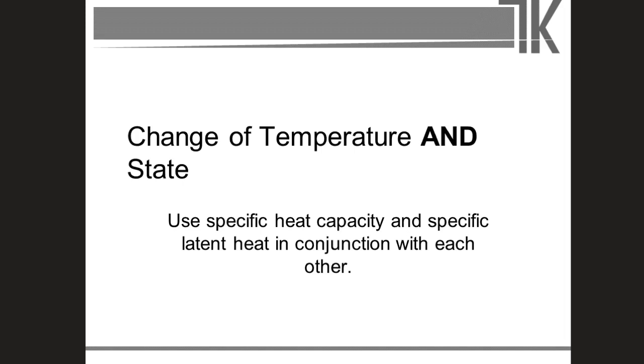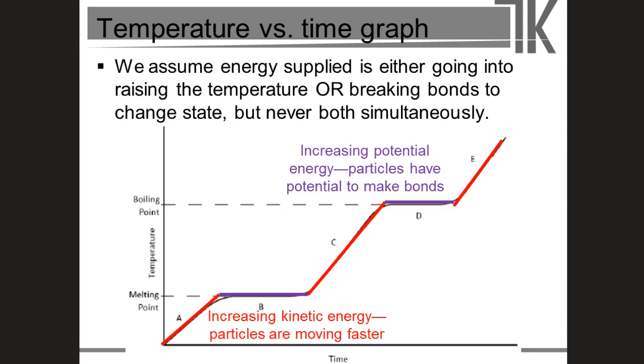So today we're going to take a look at changing temperature and state, using the specific heat capacity and the specific latent heat equations in conjunction with each other. So I hope this graph gets burned into your memory, this temperature versus time graph for heating a pure substance. And while we do that, we assume that the energy we're supplying is either going into raising the temperature, giving us a straight line, or into breaking the bonds or changing the state, giving us a horizontal line on our graph, and then raising the temperature, breaking the bonds, raising the temperature, and never both of those simultaneously.